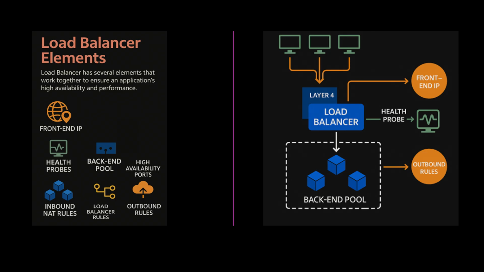And finally, outbound rules play a vital role too. These are used to configure source network address translation, which allows your backend VMs to make outbound calls to the internet using the load balancer's front-end IP. It's a secure and centralized way to give your internal workloads controlled access to the outside world. In short, Azure Load Balancer is more than just traffic routing. It's a smart, adaptive system that ensures performance, health, and scalability are always in check.